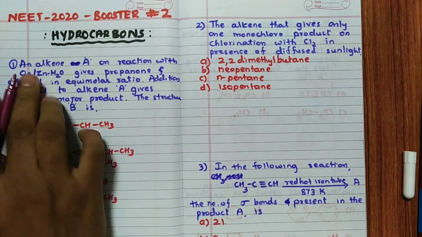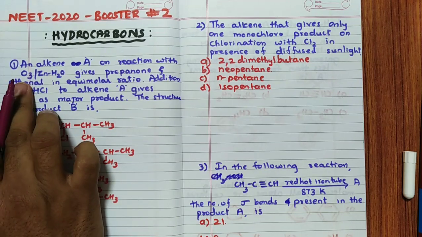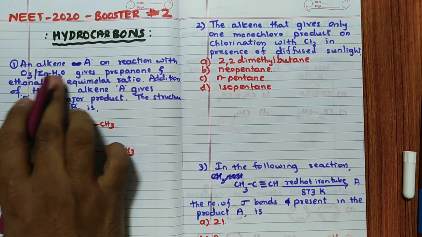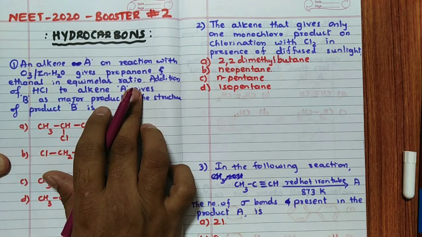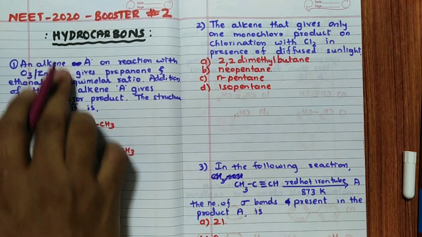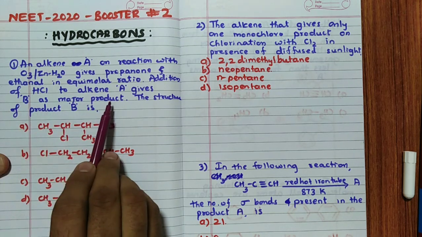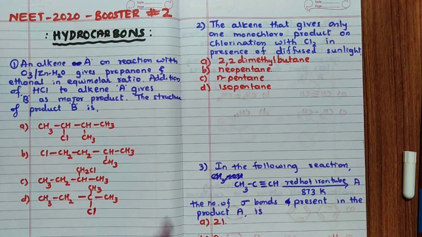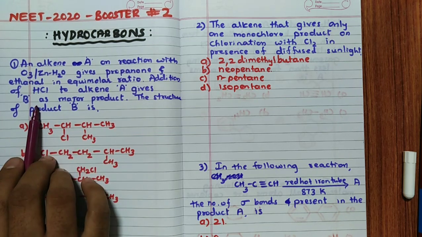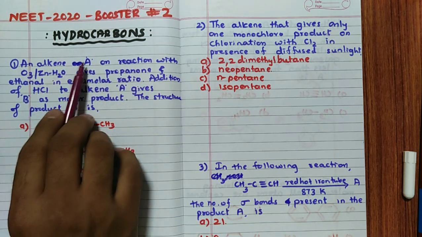First one: an alkene A on reaction with ozone in zinc water gives propanone and ethanol in equimolar ratio. Addition of HCl to this alkene gives B as the major product. The structure of the product B is? They are asking the structure of the product B, which is formed by the addition of HCl to alkene A.